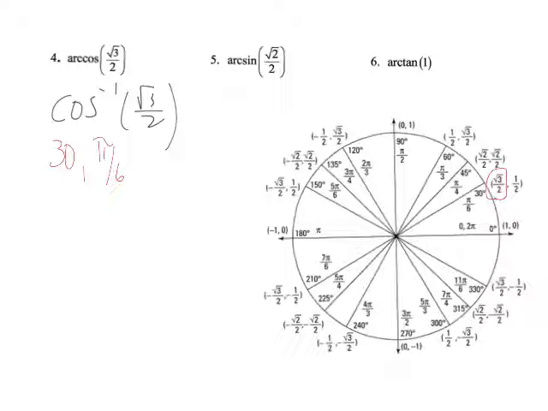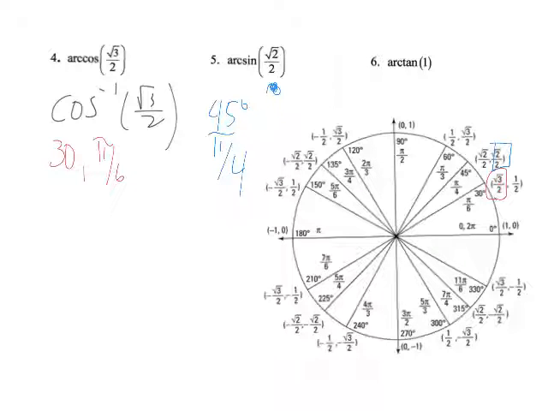Arc sine radical 2 over 2. So we are looking in the right hemisphere, and we want a y value of radical 2 over 2. And again, you got it right here. Down here in quadrant 4, it is negative, so it's not going to work. So you are just looking for 45 degrees, or pi over 4.